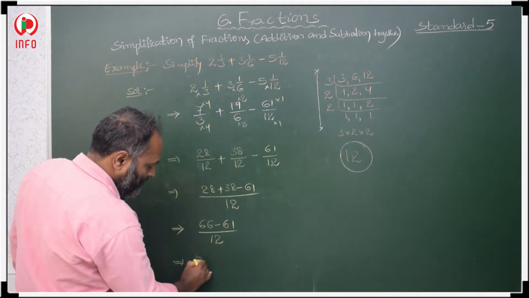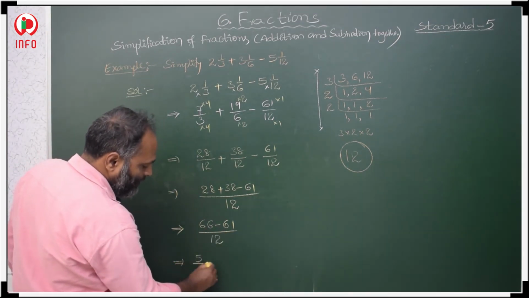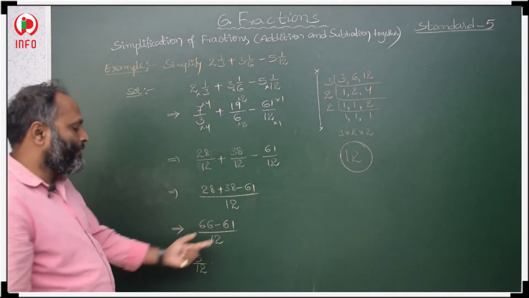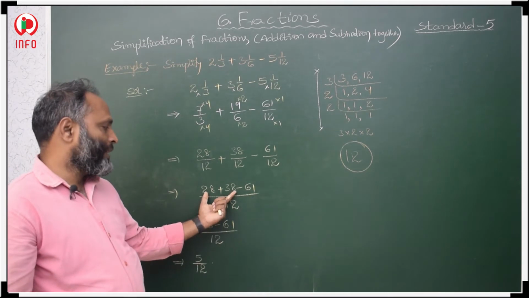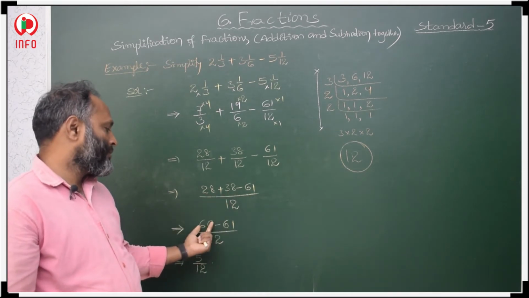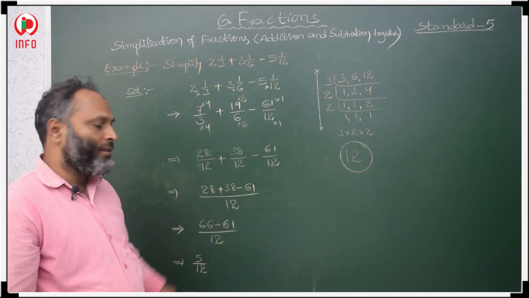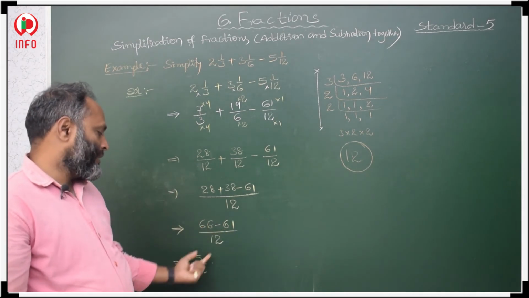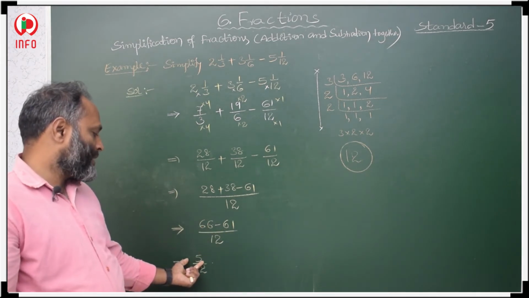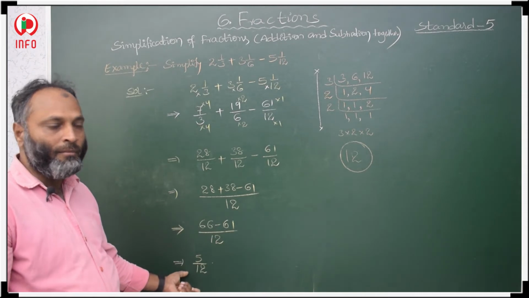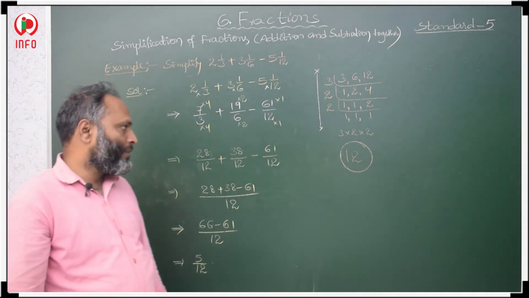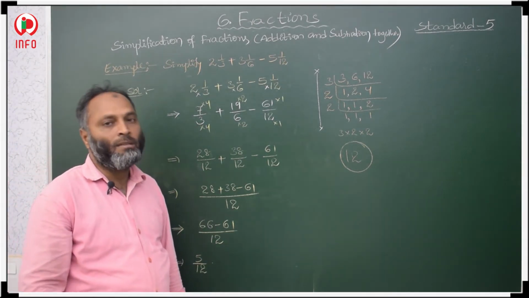5 by 12. Here we have to find the difference. First we have to find the sum of these two and minus the last one, and after that we have to find the difference. 66 minus 61 is 5 by 12. This 5 by 12 is a proper fraction. So, this is our answer.